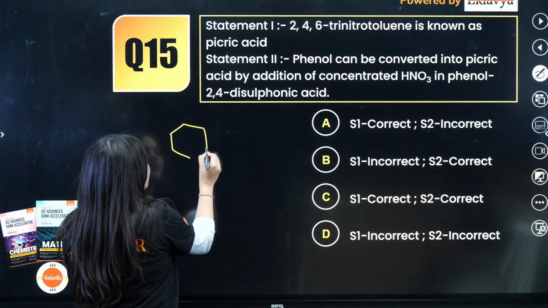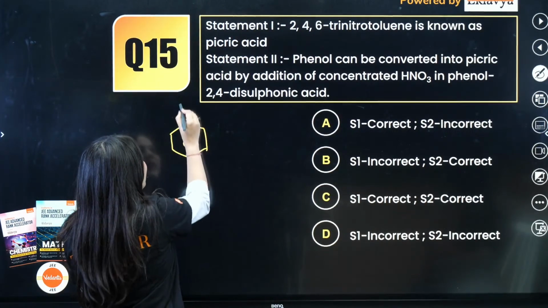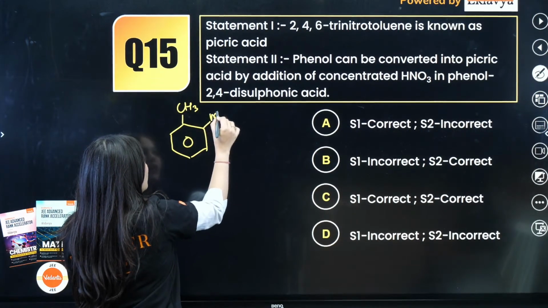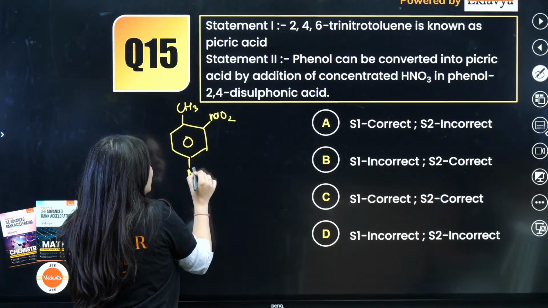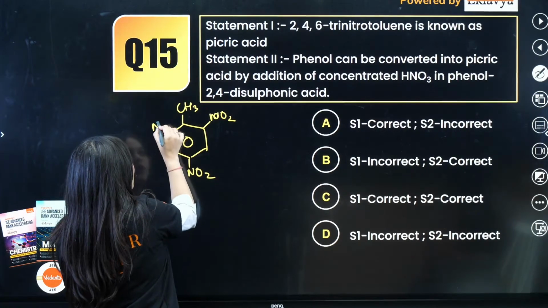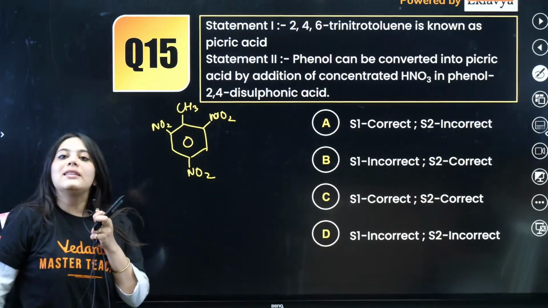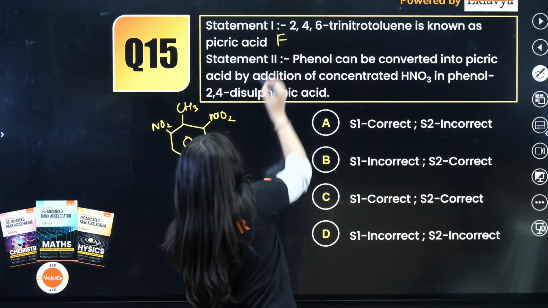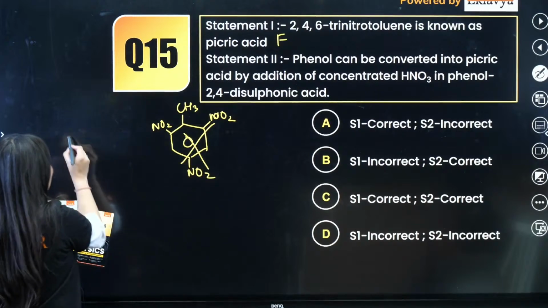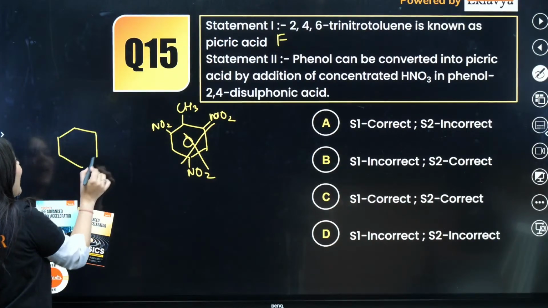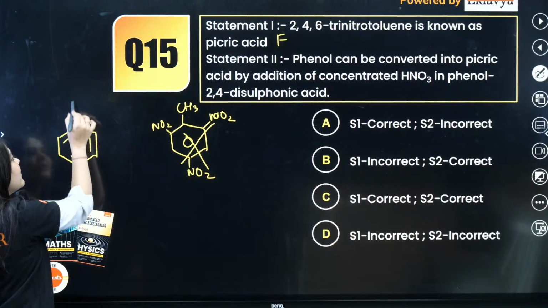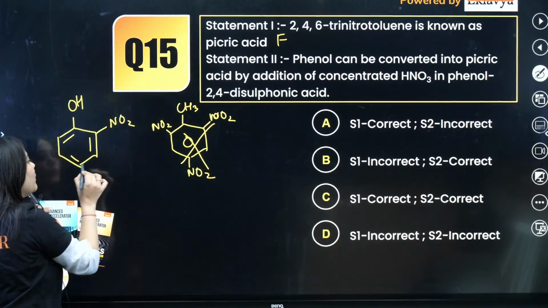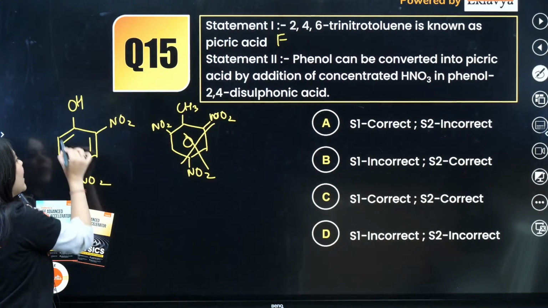2,4,6-trinitro. Let me draw the structure. This is the benzene ring. Here is the toluene, and at the second position there is a nitro group, and here is the nitro group, right? So is this the structure of picric acid? No, this is a false statement. This is not the structure of picric acid. The structure of picric acid is like this. Here is the OH group and here are the NO2 groups. This is the correct structure of picric acid.